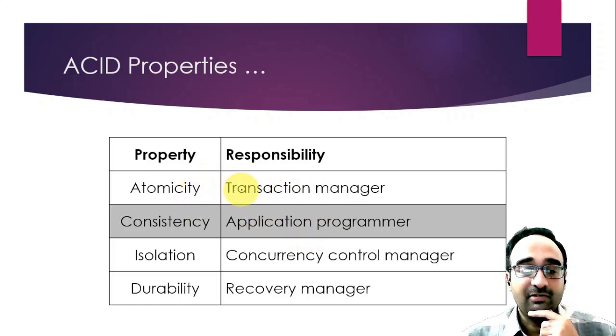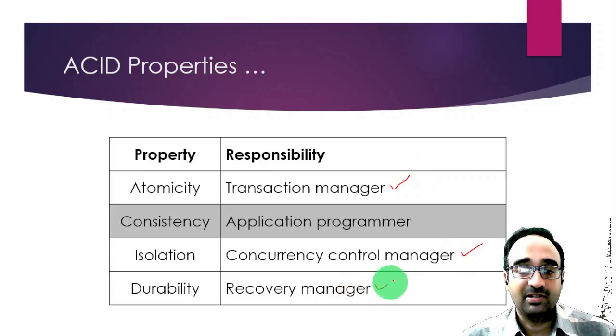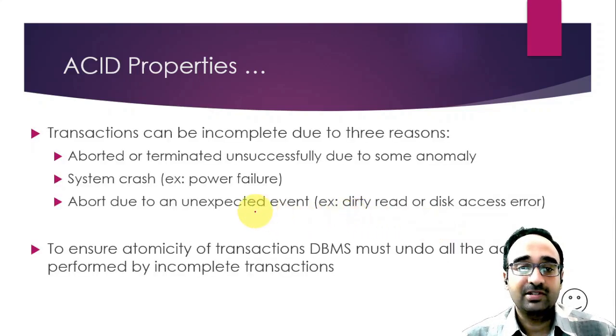Now who is going to take care of each of these 4 properties? So atomicity is the responsibility of transaction manager, and consistency is the responsibility of the programmer. Isolation is the responsibility of concurrency control manager, and durability is the responsibility of recovery manager. Okay, so if you see the first one, third one, and fourth one, these are all parts of DBMS. Only this second one, consistency, the programmer while writing the code should take care of this consistency property.